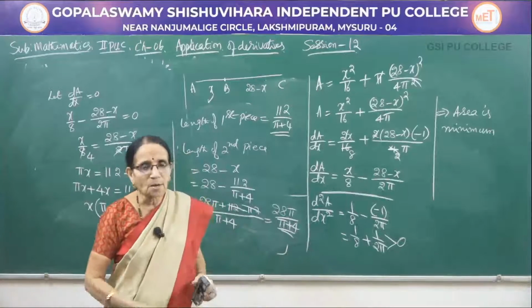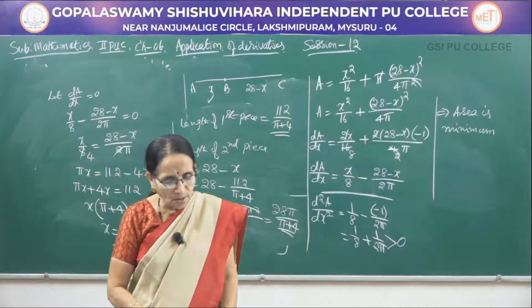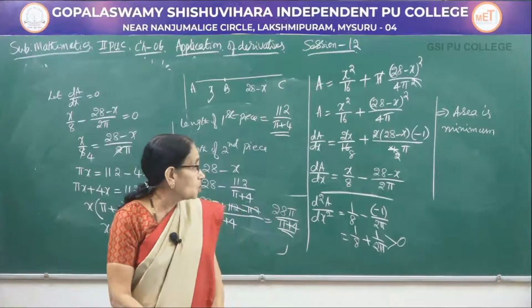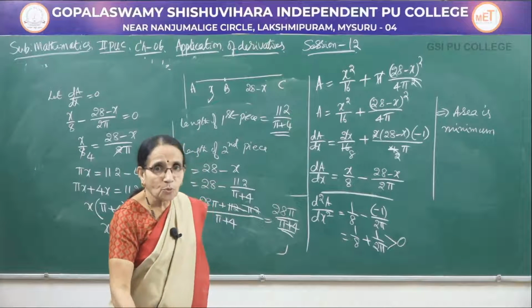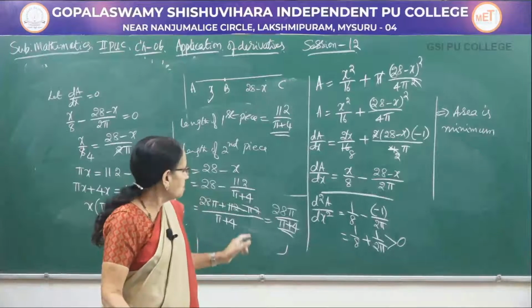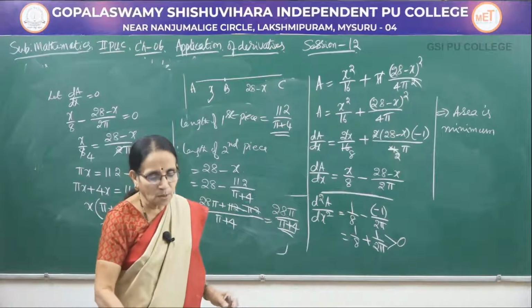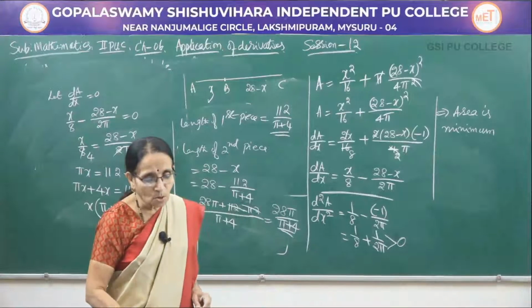So, how do you write the answer here? The lengths of both the pieces are equal to, first one is 112 by pi plus 4 meters and the second one is 28 pi by pi plus 4 meters, because it was given in terms of meters. Now, this is how you have to solve.